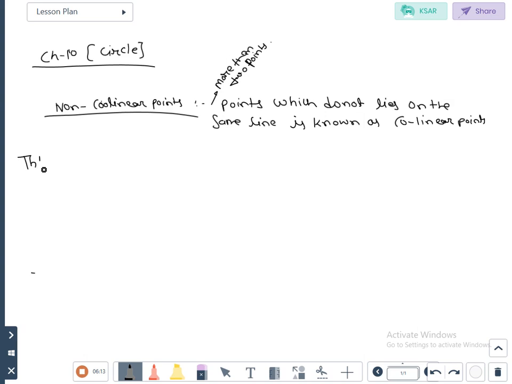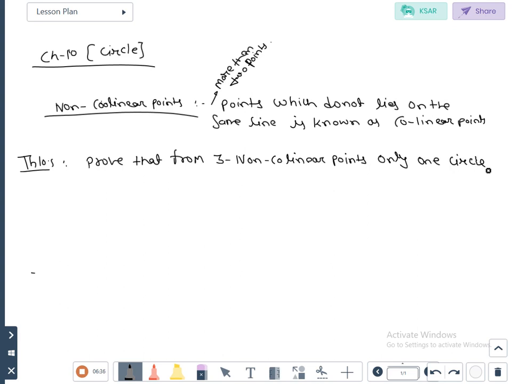So the theorem, theorem 10.5, is: prove that through three non-collinear points only one circle will pass. So what do you have to prove, students? Three non-collinear points are given to you, and you will prove that through three non-collinear points only one circle will pass. First of all, we will write down here: given.